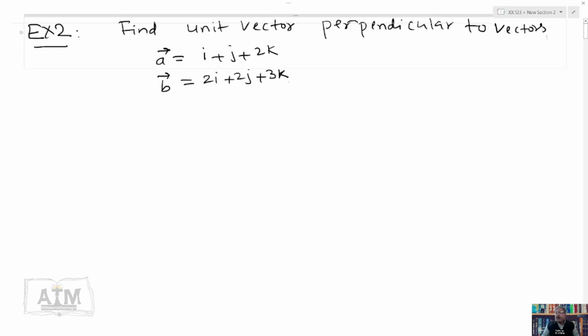Example 2. Find a unit vector perpendicular to vectors. The vector A is given as i+j+2k and vector B equals 2i+2j+3k.